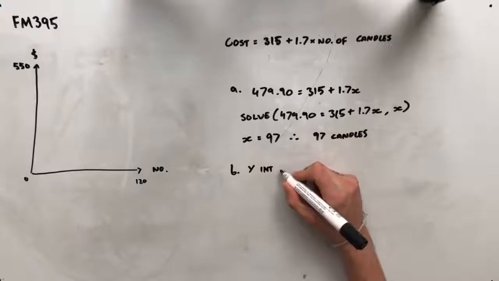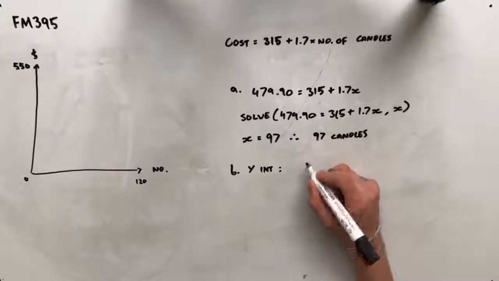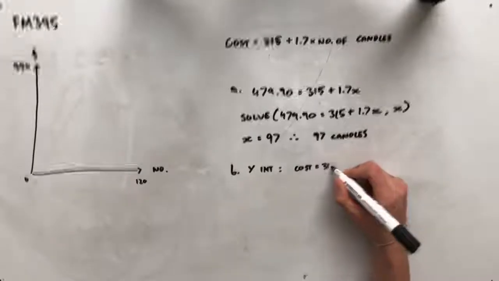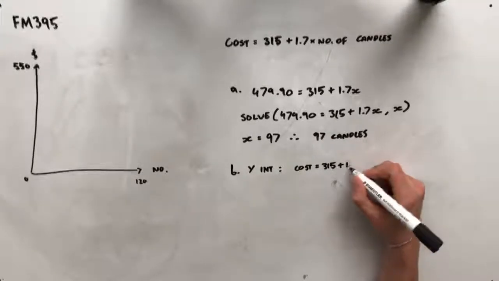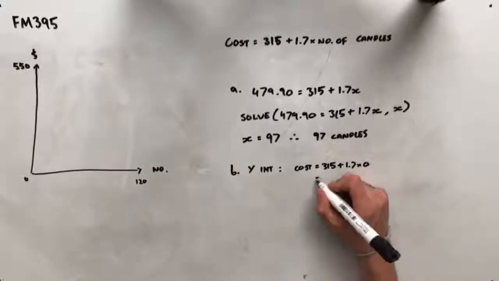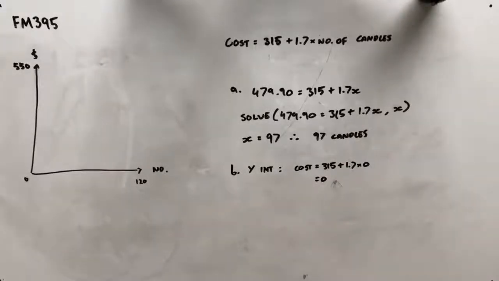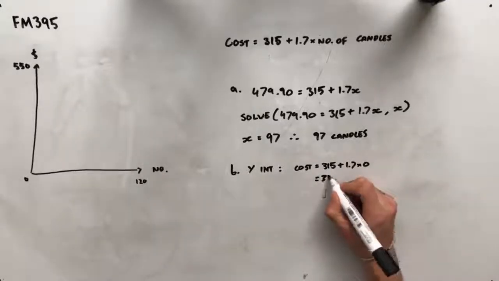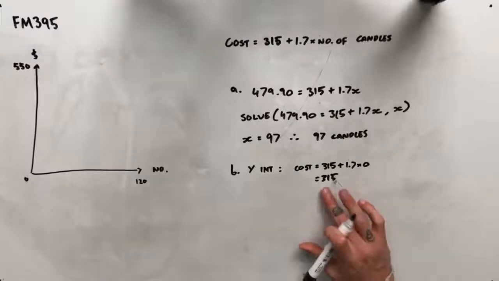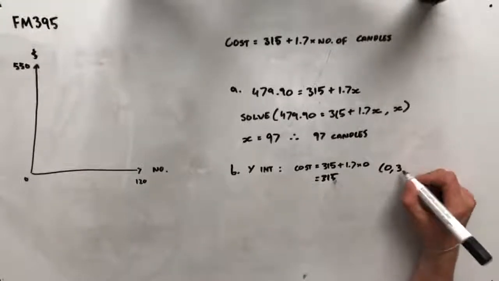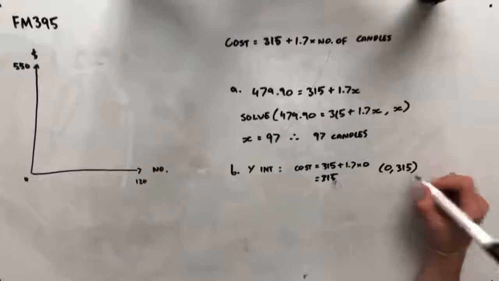So if we look at what our cost would equal if we had 315 plus 1.7 times 0, well, that would be 0. That would be 315. So our first point here is going to be 0, 315.